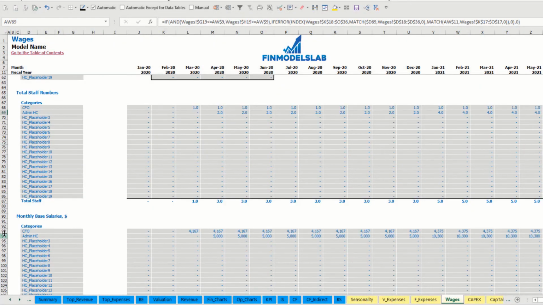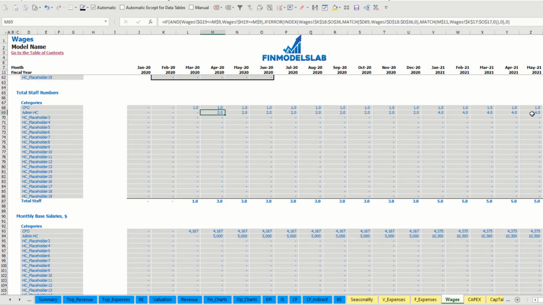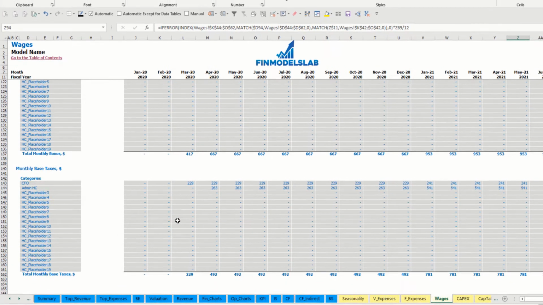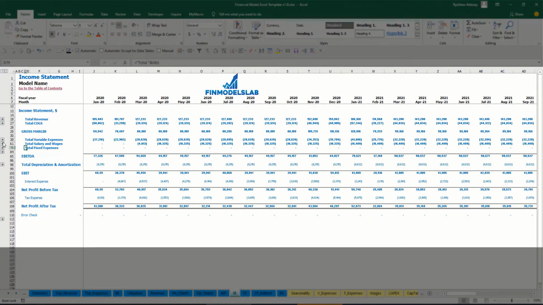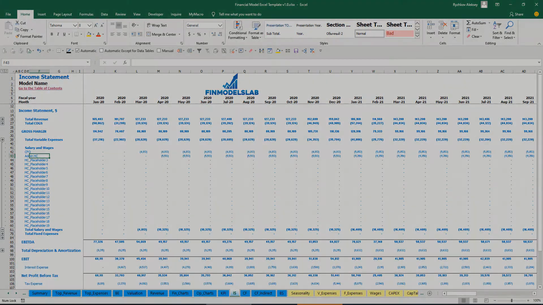Again, calculation of salaries for these two, in this case 4 headcounts, calculation of bonuses, and calculation of monthly payroll taxes. You may see in income statement, total salaries and wages, and here you may see the total amount of bonuses, payroll taxes, and wages for these headcounts.